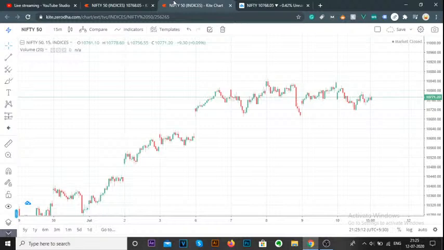So it is very simple. It's just a concept where you hold a certain trade for a couple of days, maybe a week or two or a month or so, and you have bigger targets, you have bigger stop losses.